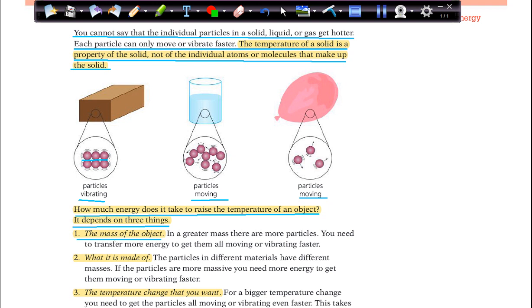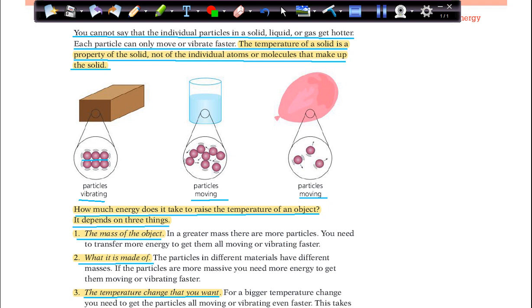Is it a big mass, a small mass, or what exactly? Also, what it is made of. The material can differ, and the thermal energy can differ from one material to another. The third thing is the temperature change that you want. So, do I want to change the temperature too much, or keep it the same, or decrease it, or what exactly?